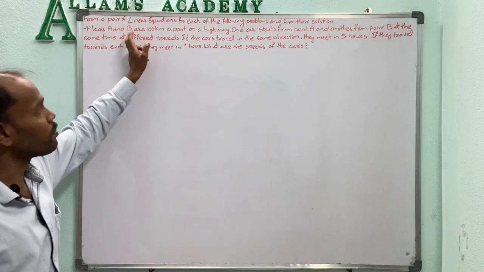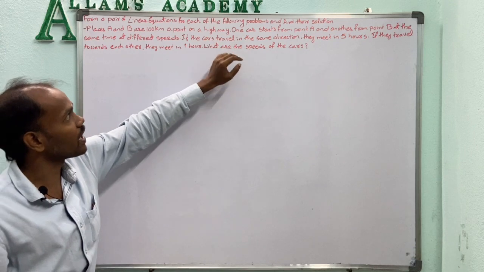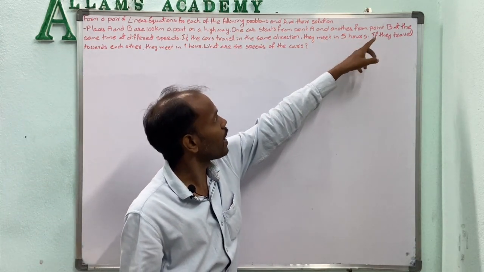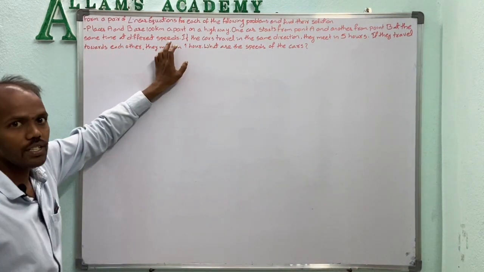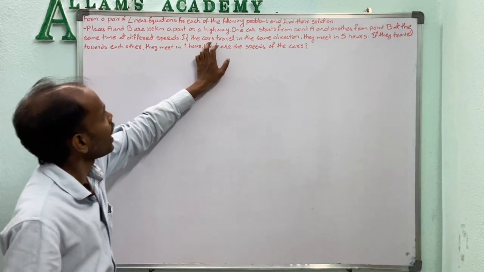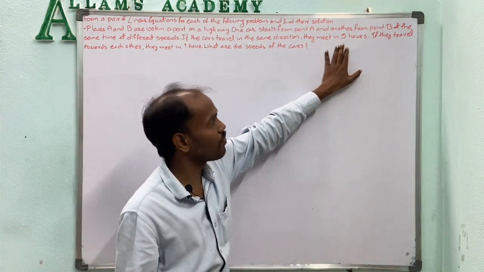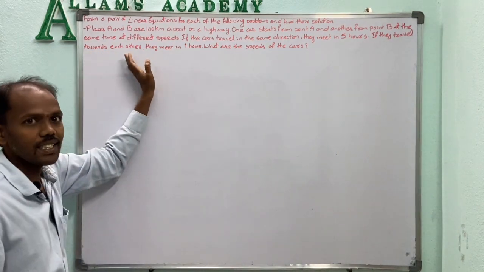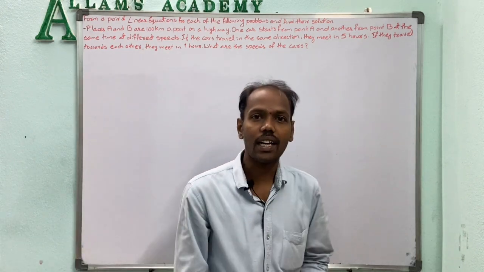Places A and B are 100 kilometers apart on a highway. One car starts from point A and another from point B at the same time at different speeds. If the cars travel in the same direction, they meet in 5 hours. If they travel towards each other, they meet in 1 hour. What are the speeds of the cars?